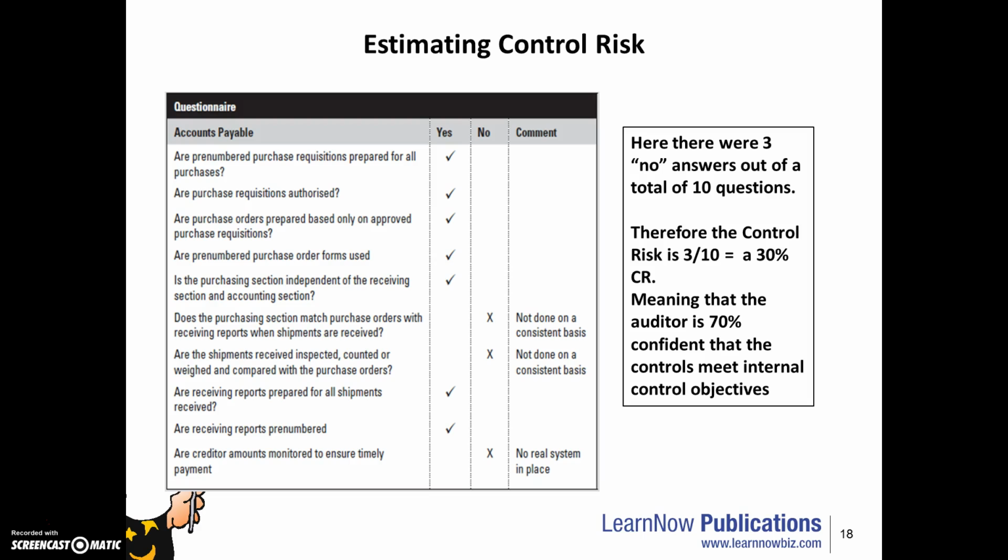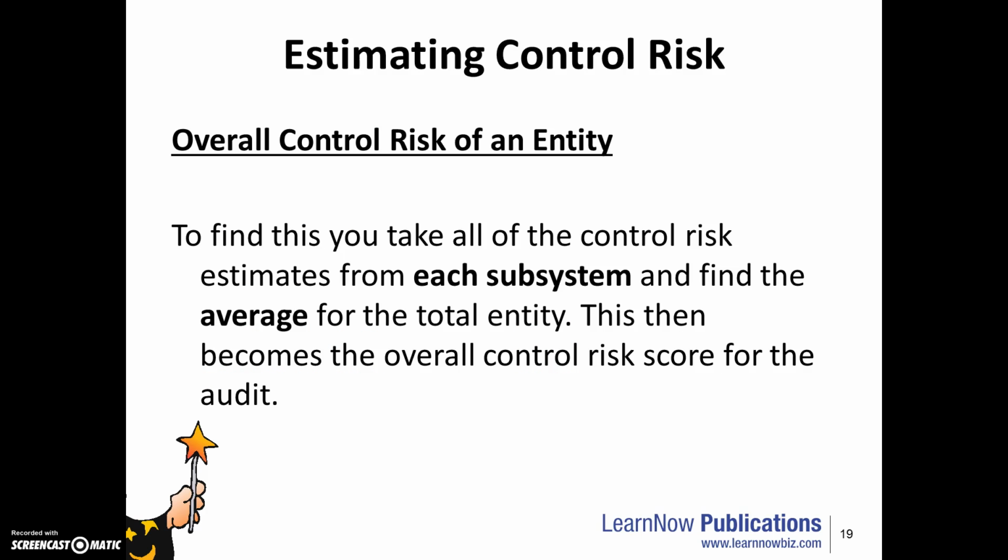A questionnaire has been completed with a yes, no, and a comment. So here there were no answers in 3 cases out of the 10. Therefore, the control risk is 3 out of 10, 30%, meaning the auditor is 70% confident that the controls meet the internal control objectives.